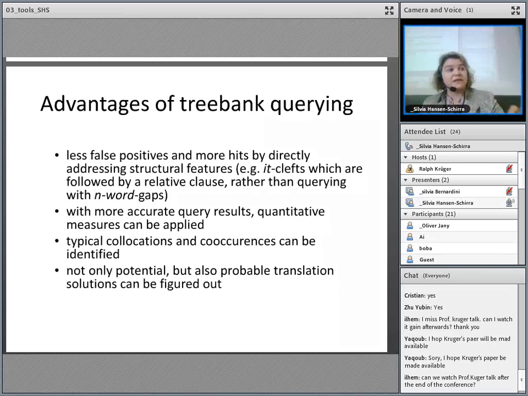If there's a translation solution which occurs only once, it's probably not the best one compared to a solution which we can find several times in the corpus. So a quantitative tendency can be figured out as well.